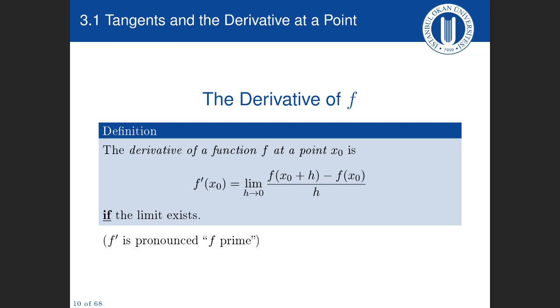So we can say that the slope of the graph of the function f, which is also called the derivative of the function f at the point x0, is the limit as h tends to 0 of the slopes of the orange line, if this limit exists. And we call this derivative, or this slope of the function f, f prime at the point x0.